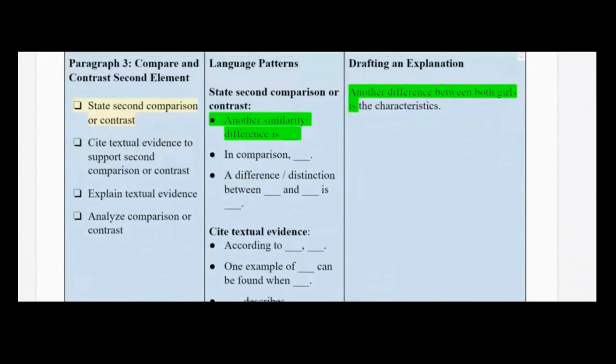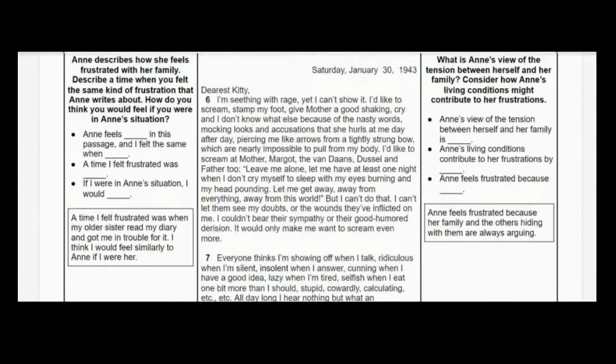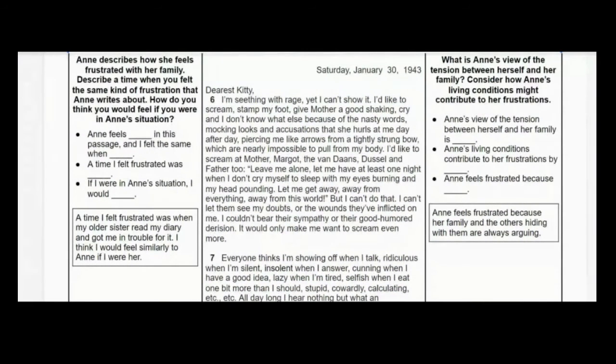Now we're going to cite textual evidence. So I opened up my note maker, and I'm trying to find a good quote that talks about her characteristics. I'm currently here in paragraph 6, where she's like, I'm seething with rage. I can't show it. I'd like to scream, stamp my foot, give mother a good shaking, cry. I don't know what else because of the nasty words. So she's really angry, right? And she's like, oh my gosh, I just wish I could get away from everybody. That's literally what she is saying. Okay, so I'm going to use this example.